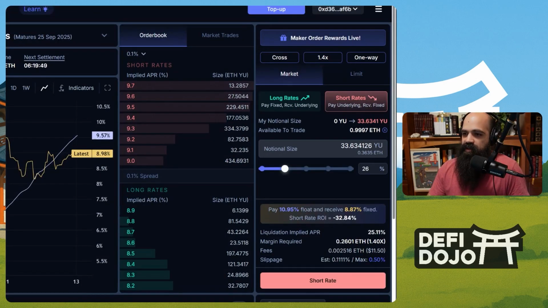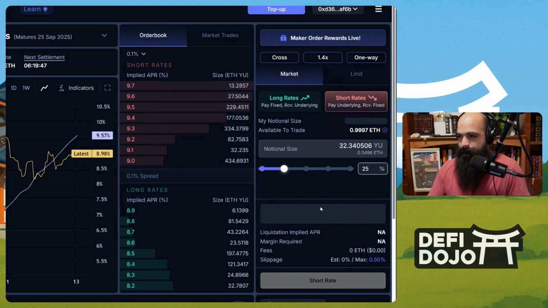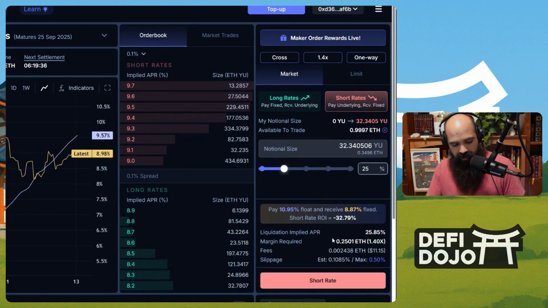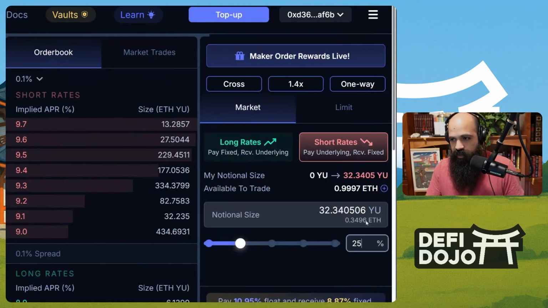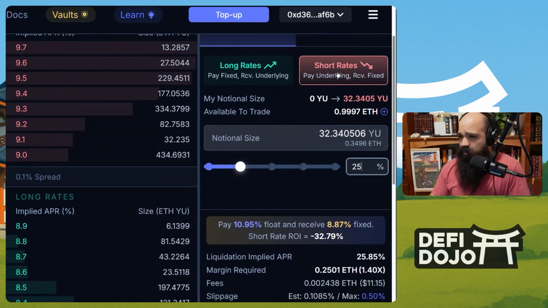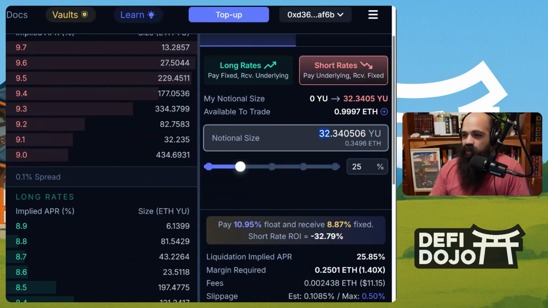So I'm going to open up 25% of my position with a short rate, and it's that simple, right? It's super, super easy. Let's zoom in, go over here. You can see here, shorting the rate. I am now shorting 32.34 ETH's worth, which means I'm locking in this 8.98% that I'm receiving on 32 ETH's worth of funding. And then I'm paying whatever the variable is on 32.34 ETH's worth. So I'm paying the variable, I'm receiving the fixed.